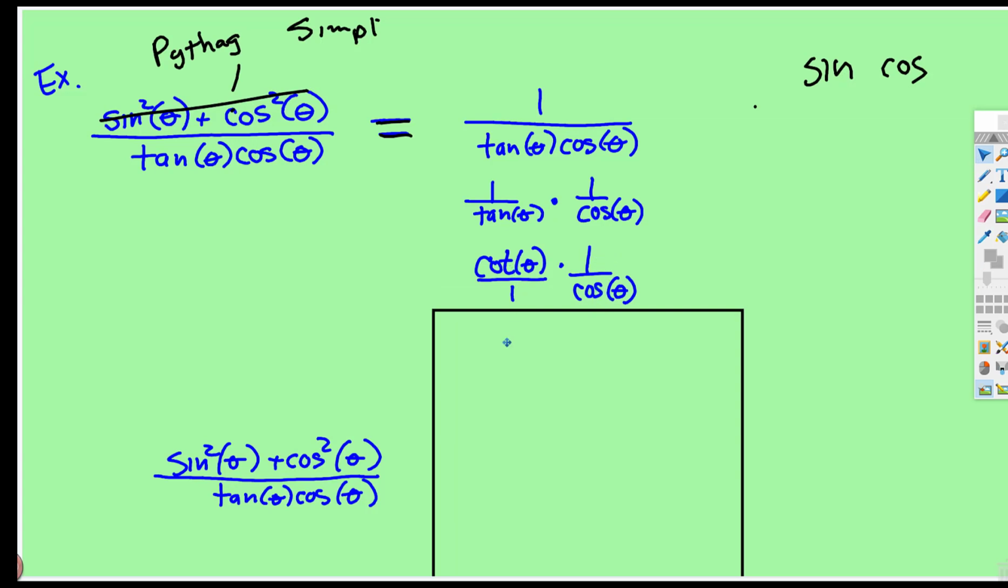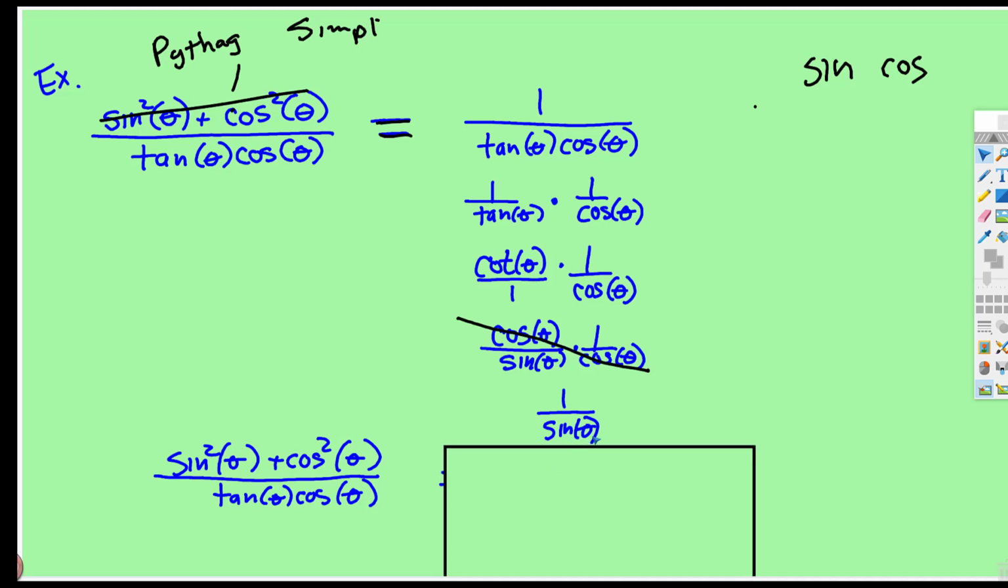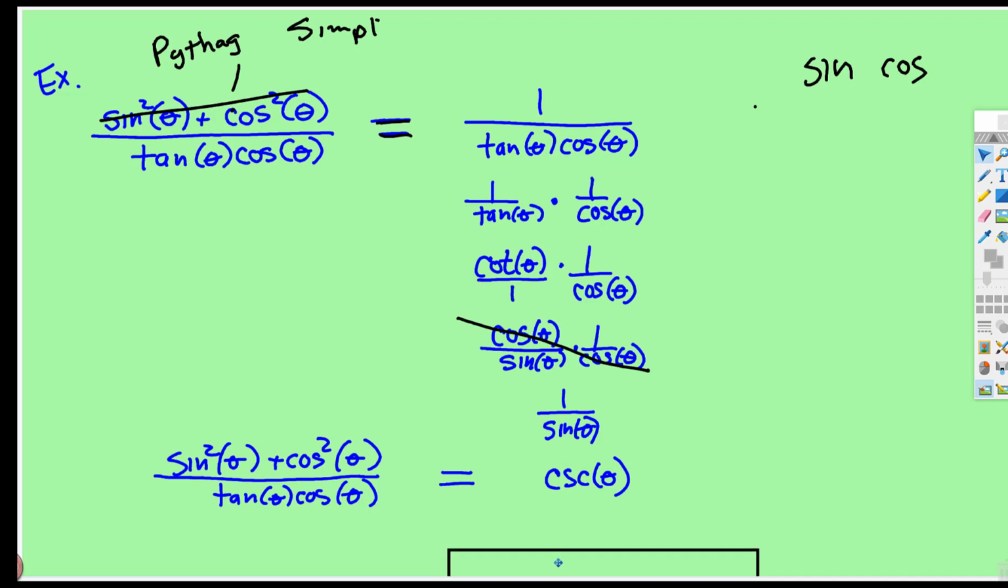Let's simplify cotangent. Cotangent is the same as cosine over sine, and because we left this 1 over cosine, those cancel, leaving 1 over sine. And then again, if you look at your identity sheet, 1 over sine is cosecant. So now all of this stuff right here simplifies to cosecant.